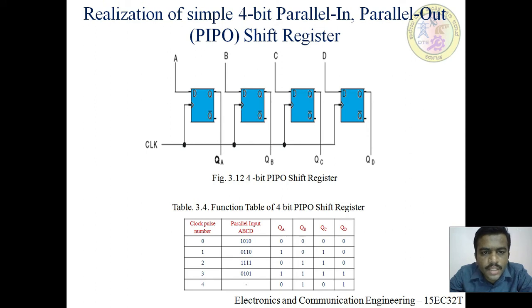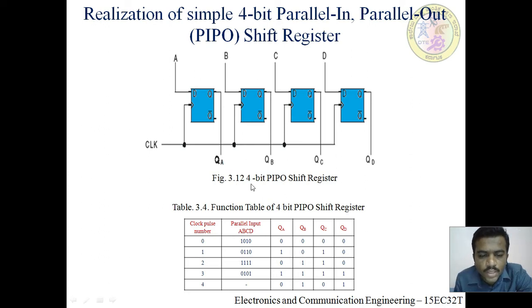Realization of simple 4-bit parallel in parallel out, in short PIPO shift register. In parallel in parallel out shift register, the input binary value is loaded into the shift register in parallel form, and also the output is shifted out of the shift register in parallel form. As soon as a clock pulse is applied, the input binary value will be loaded into the shift register simultaneously, and also the loaded bits will appear at the output of the individual flip-flops at the same time.